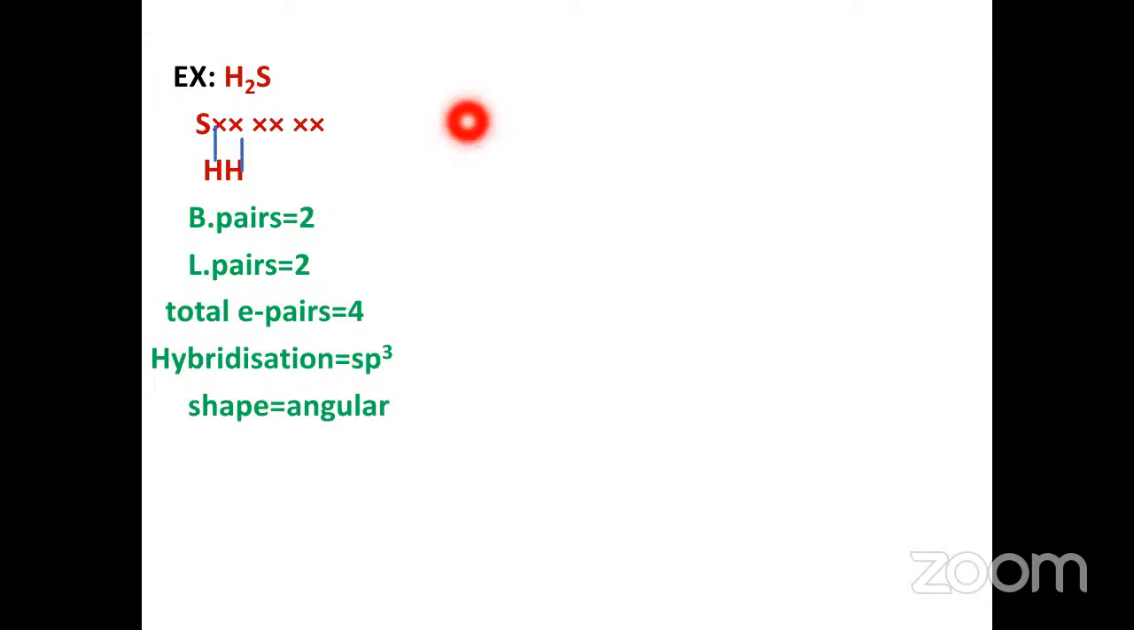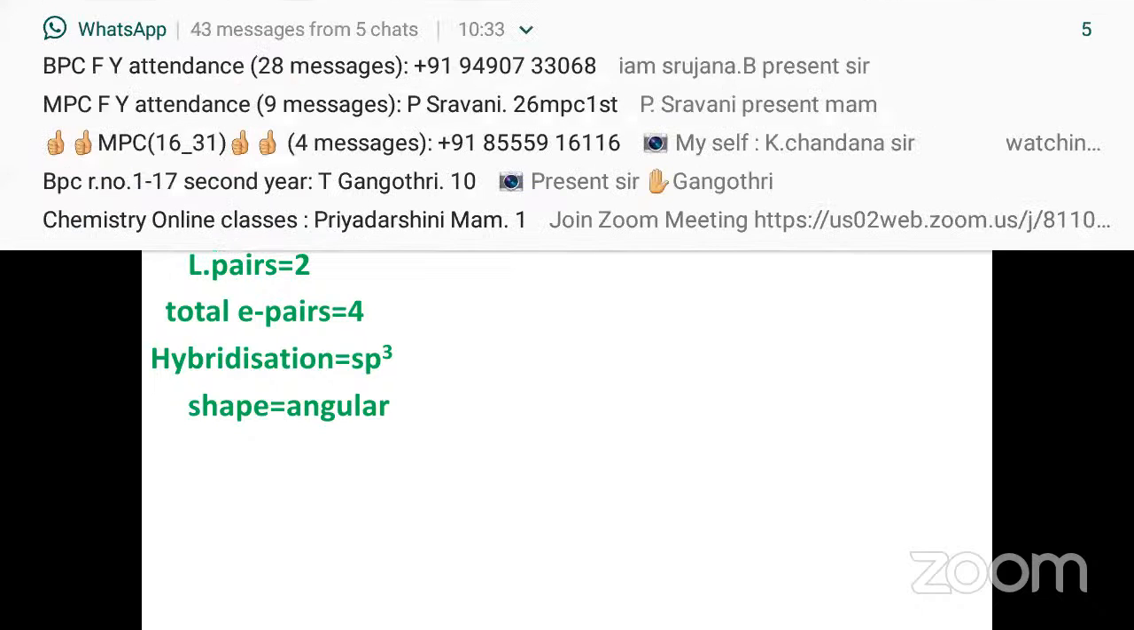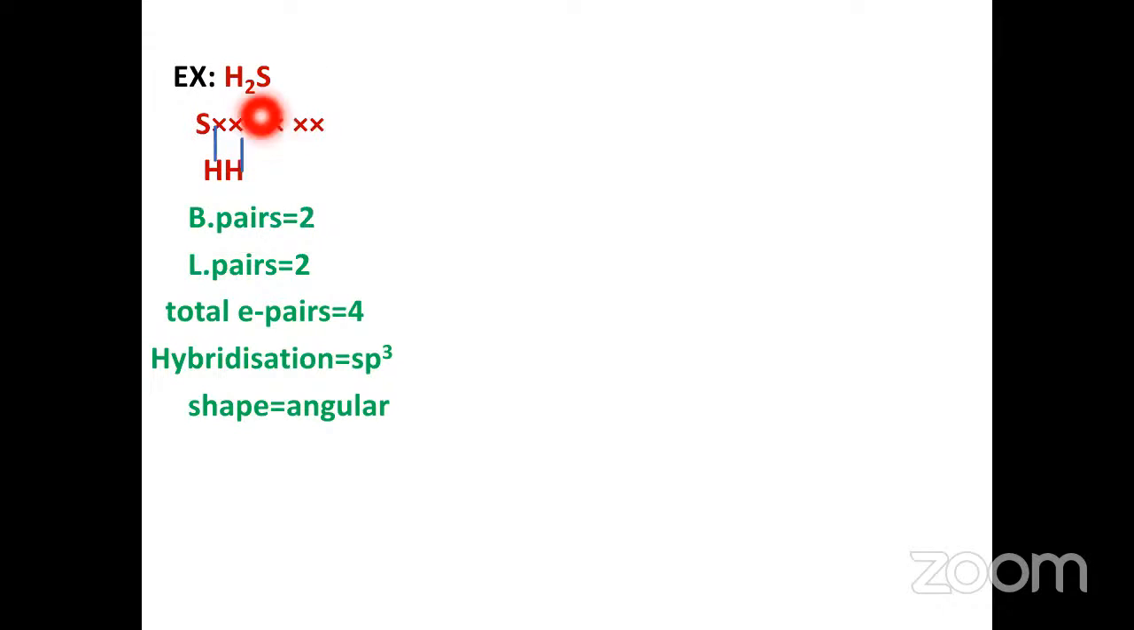Next, let us take the example H2S. In this H2S, now we will take the central atom. This sulfur is the central atom and it belongs to sixth group. So now we will put the 6 electrons on the sulfur atom, and this sulfur atom is overlapping with the 2 hydrogen atoms. Each hydrogen atom forms only a single bond with 1 electron of the sulfur atom. So these 2 hydrogens form 2 single bonds with these 2 electrons of sulfur. Then these 2 are bond pairs.